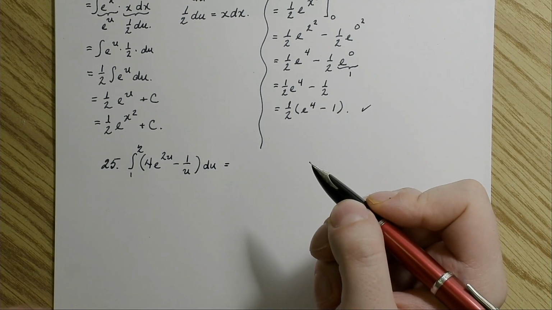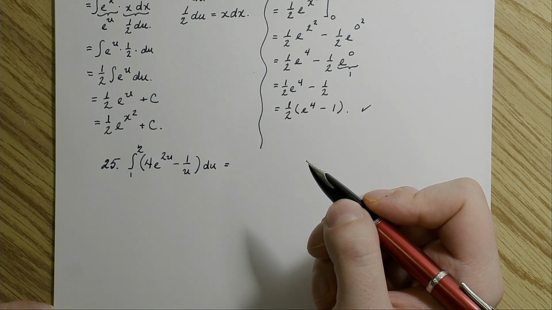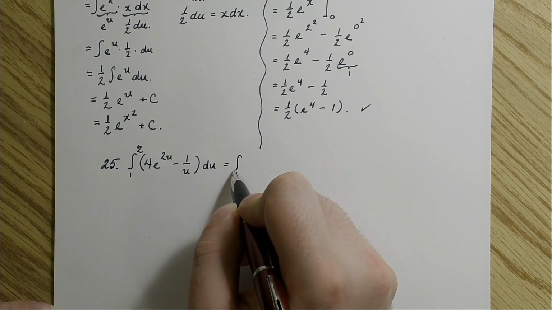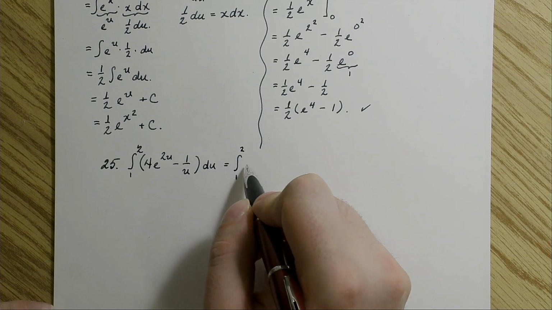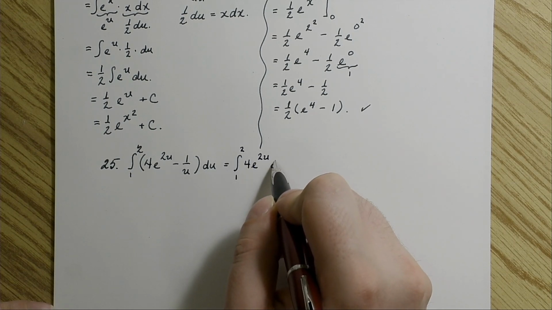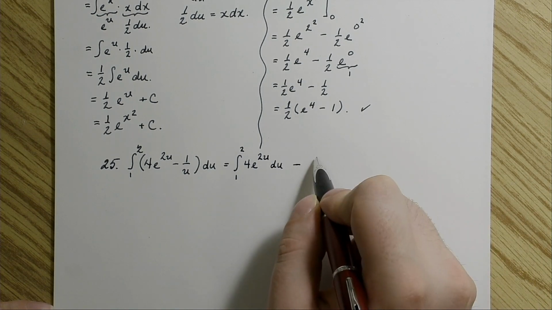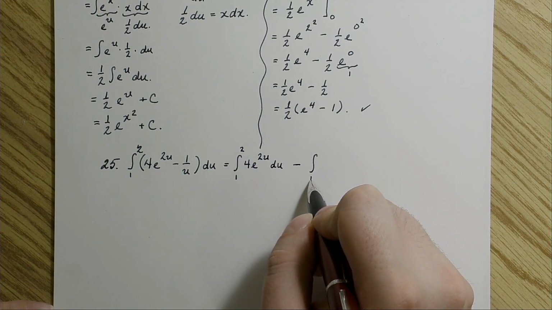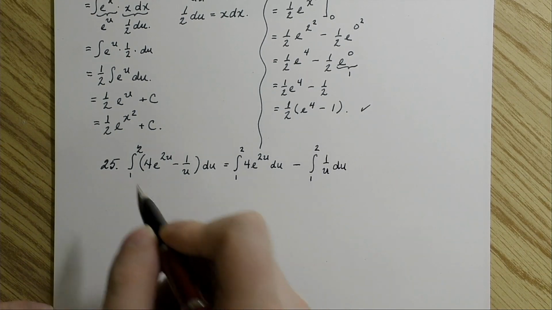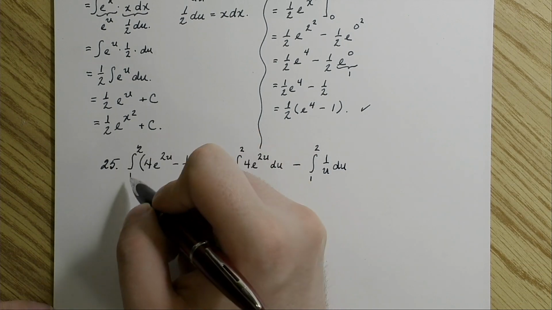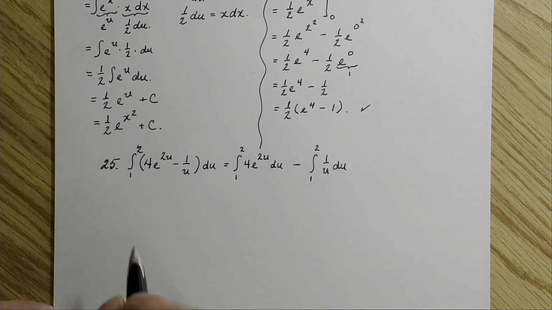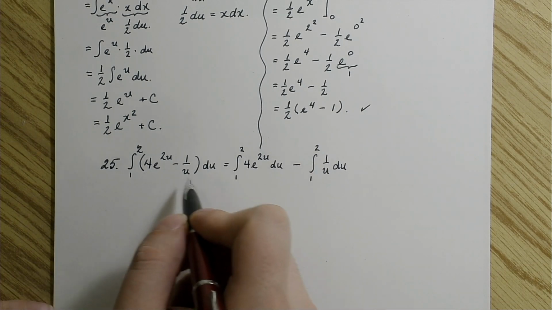And I'm going to break this up a little bit just using the properties of the definite integral. I'm going to go from 1 to 2 of 4e to the 2u du, and then I'll do the minus from 1 to 2, 1 over u du. So again, I'm just applying the integral to each individual function of the difference here.